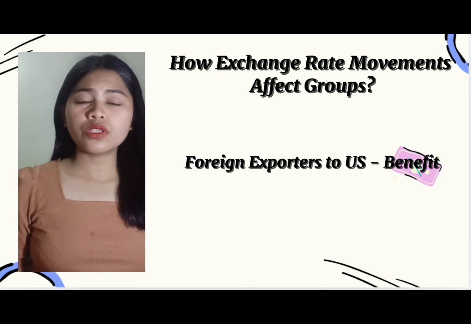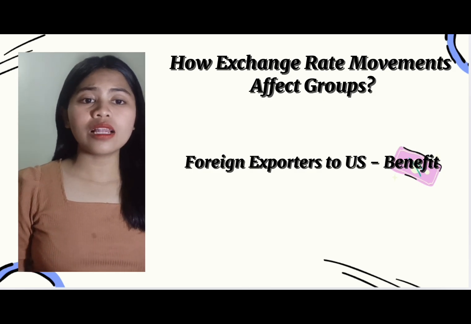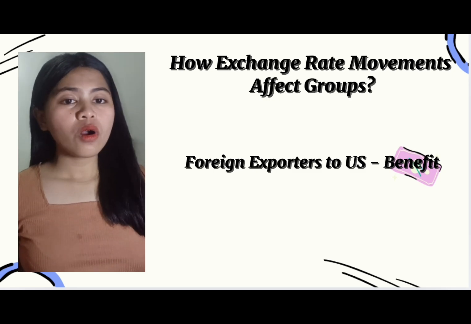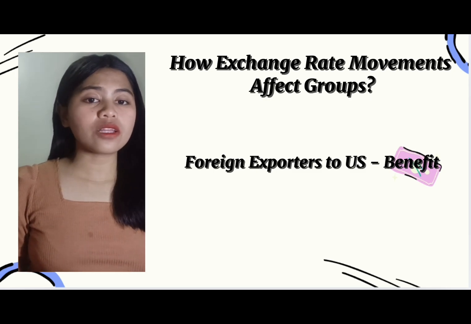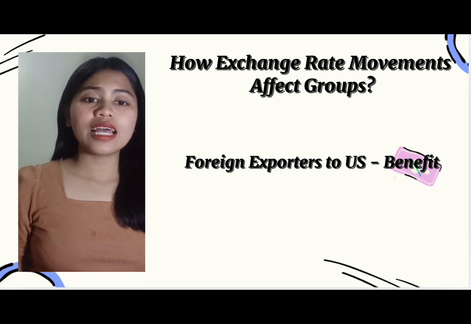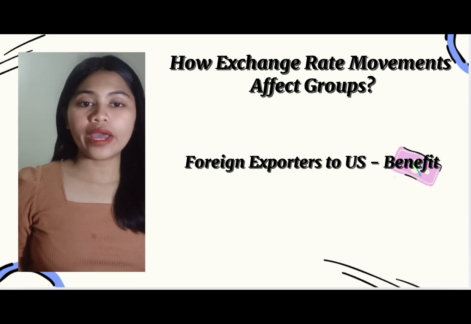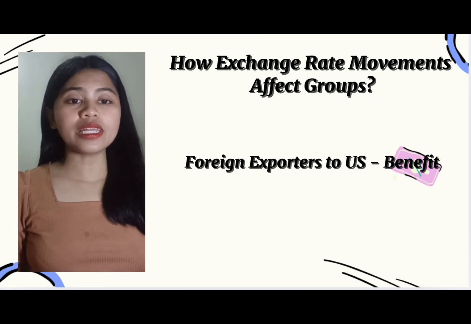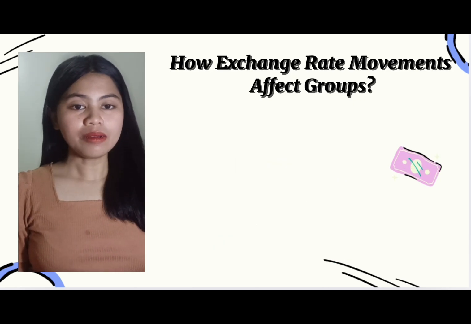Moving on to foreign exporters to the US. A stronger US dollar means foreign exporters earn more in their home currency when converting back from dollars. For instance, a Japanese electronics company sells TVs in the US. When the dollar is strong, converting these dollars back to yen yields higher profits.